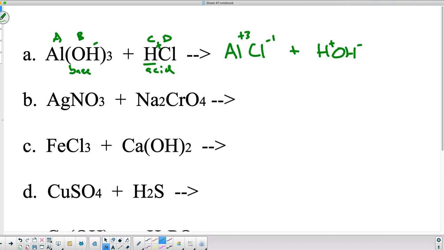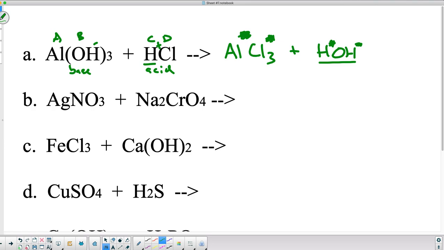So notice that if I produce HOH, this is going to automatically work, and then I can go back through and crisscross. I crisscross to get AlCl3. I hope we're getting better at the crisscross with the ionic compounds. So AlCl3 plus HOH, and then all I have to do, because I know this works because of the water on the right-hand side, is go back and balance.